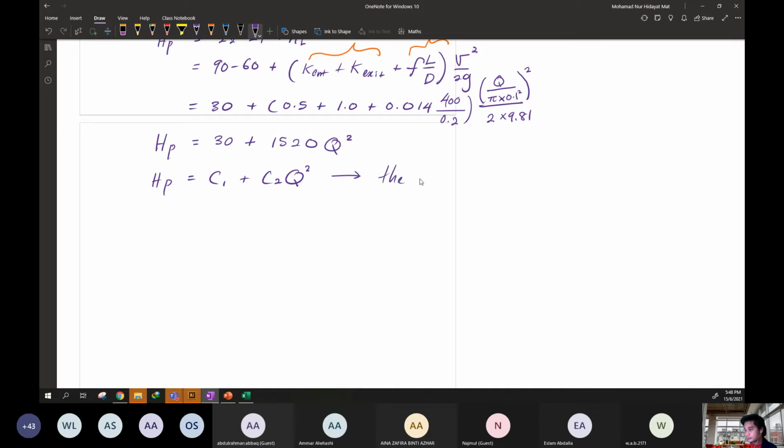Okay, the system demand curve. Why is it called a demand? Because you need to put the value of Q. So this system demand, how much power of HP. And the characteristic curve HPQ of the pump are now solved simultaneously by trial and error.